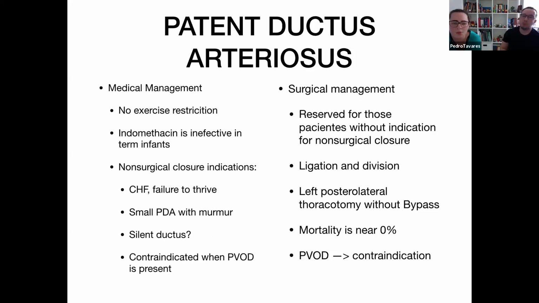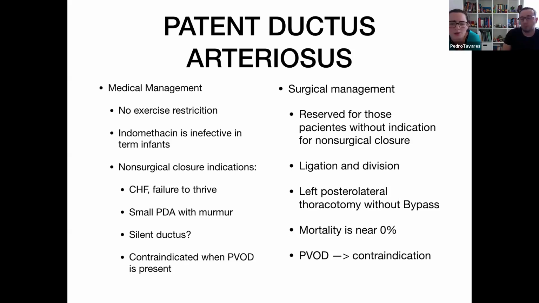About the medical management, the patient doesn't have an exercise restriction. Indomethacin is ineffective in term infants. There are some indications for non-surgical closure if the patient has congestive heart failure or failure to thrive, or a small PDA with murmur. There's no consensus about silent ductus, not the one where you can hear the murmur. And it's contraindicated when you have pulmonary vascular obstructive disease.